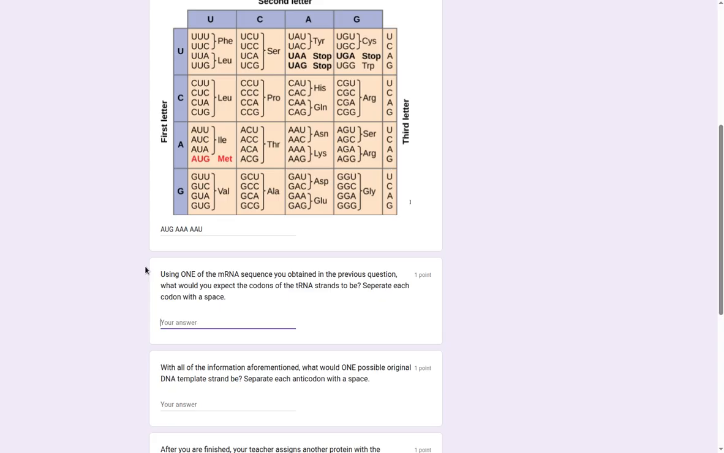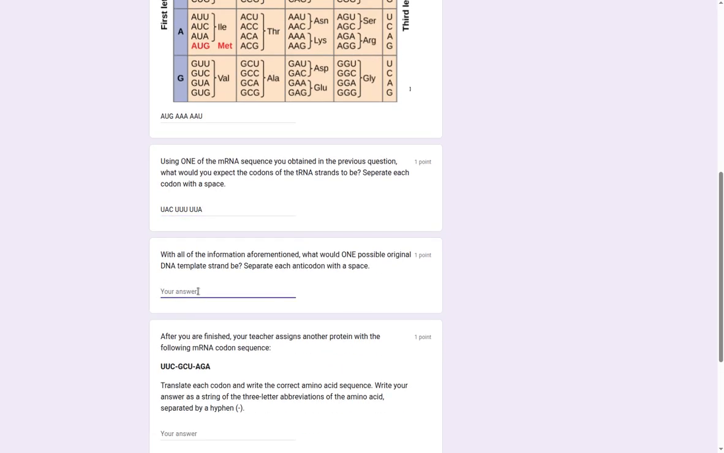So using one of the mRNA sequences you obtained in the previous question, what do you expect the codons of the tRNA to be? Okay, tRNA would be, I think for A we will get a U, and then an A, then a C, then a U, A for U, and U for A. So the template strand would be T, A, and C, and A is TTT, and then for the last one it should be TTA.